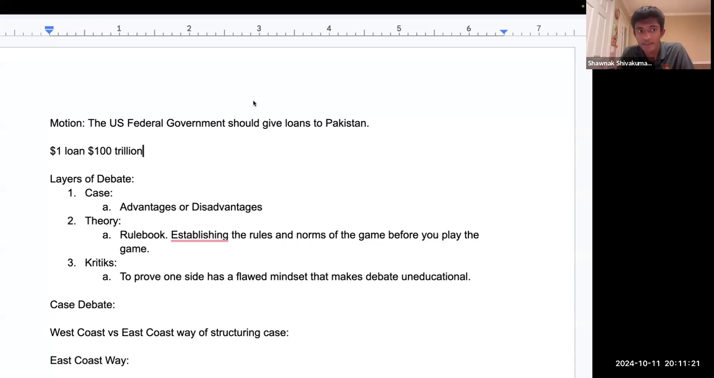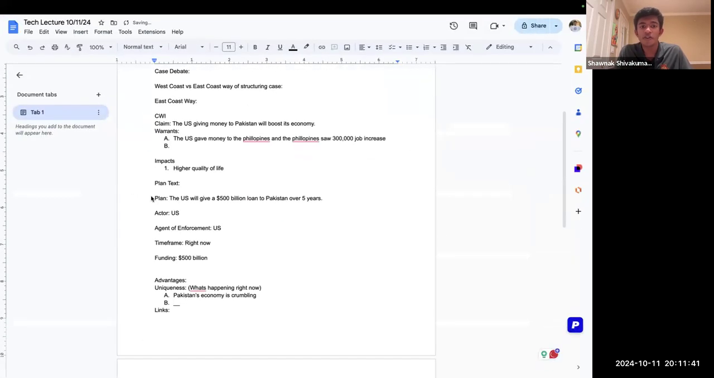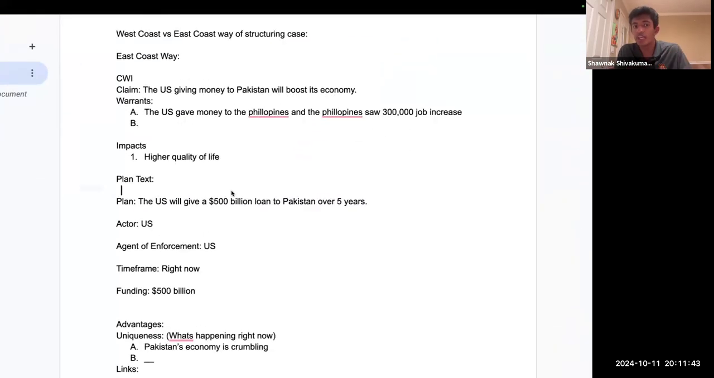Do the arguments against a $1 loan or a $100 trillion loan differ? Yes, vastly, right? In one case, you're arguing, why are we signing a bunch of policy for a $1 loan? In the other case, you're arguing we literally don't have that much money to give to Pakistan. So your arguments depend very greatly on the amount. Therefore, it makes sense for the government side to specify the amount they're giving as a loan. Does it make sense? So that's why we have a plan text.